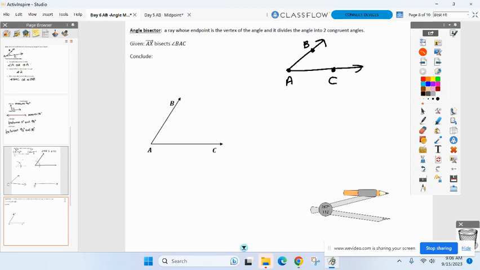Draw in a ray AX. So A, X. Put X somewhere on that ray. So here's the diagram they're giving me. Now let's talk about this term right here: bisects. If an angle is getting bisected, it is being cut into two congruent angles. Again, if an angle is getting bisected, it is getting cut into two congruent angles.